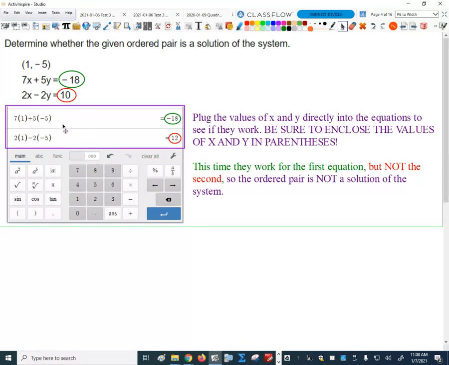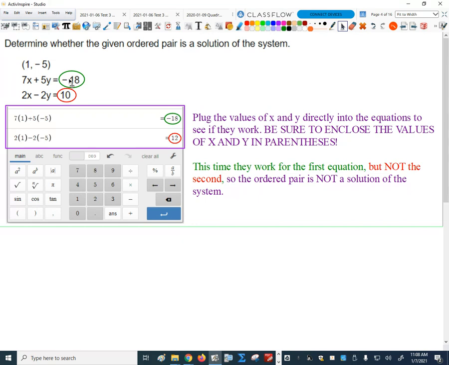But it's helpful, right? So I could just plug in 1 for x and -5 for y, and be sure that you always enclose values in parentheses when you're doing this. When you're evaluating something, put the number you're plugging in in parentheses so you don't make sign errors, because it's really easy to do, okay? And if I do that, look what I get. I end up getting 7x plus 5y becomes -18, which is the same as the number on the right. So that works, doesn't it? The ordered pair satisfies the top equation.